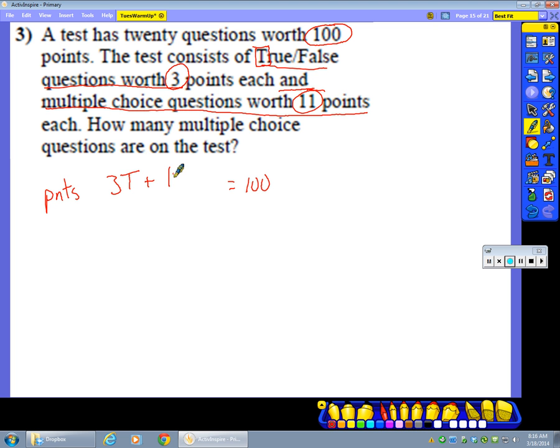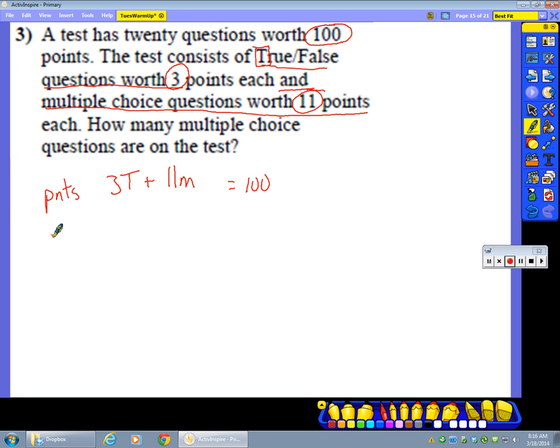So I'm going to show that like this: 11 times m, because that's 11 for each multiple choice question. So the way I can get up to 100 points is 3 points for each true-false question, and 11 points for each multiple choice question, and that will add up to 100 points.